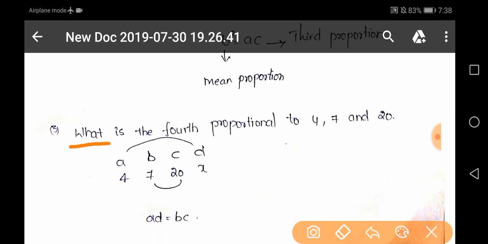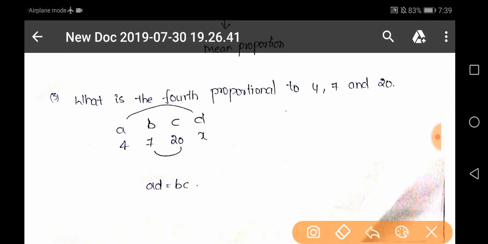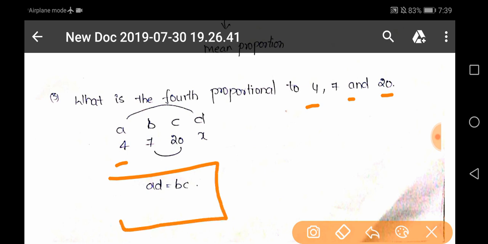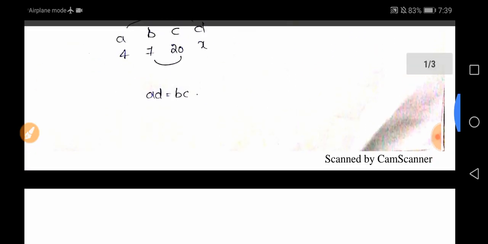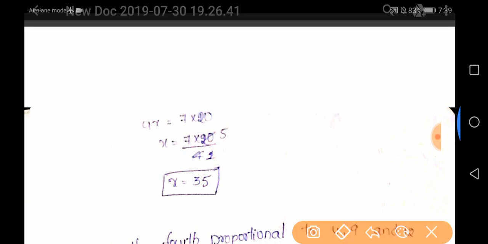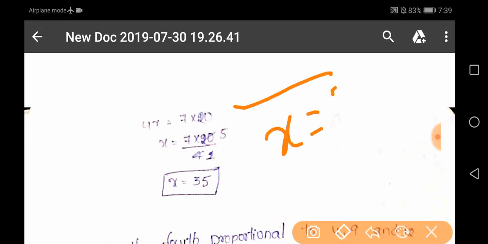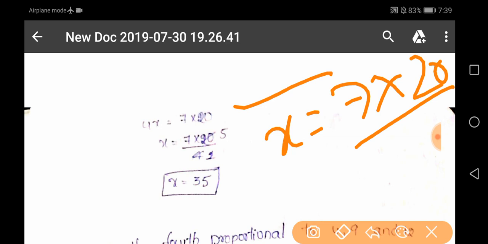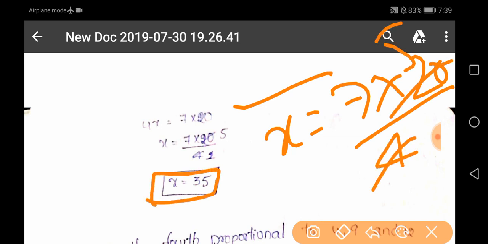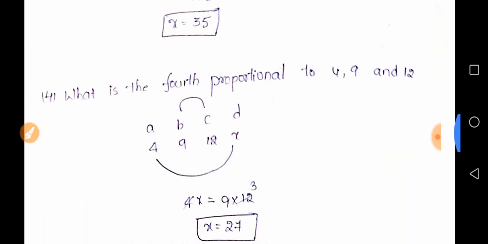What is the fourth proportion of 4, 7 and 20? So a, b, c and d. We have to find d, the fourth proportion. They have given 4, 7, 20, and x we have to find. By this we already know that ad equals bc, right? So 4x equals 7 into 20. So x equals 7 into 20 by 4. 4 1s are 4, 4 5s are 20. So 7 5s are 35. The fourth proportion is 35. So directly we can do it here.